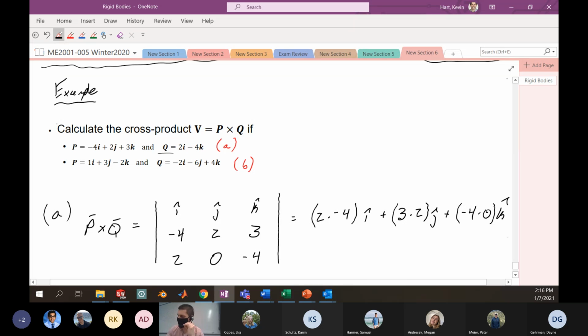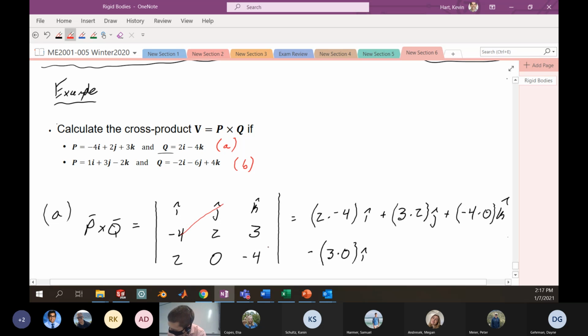Okay. And so those are all my positive terms resulting from going down and to the right in this determinant form. Next, I'm going to go down and to the left, and my terms will be negative. So the first one here is i, 3, and 0. So what will be negative 3 times 0 i hat. Obviously, that's going to be 0, but I'm just writing this for completeness.